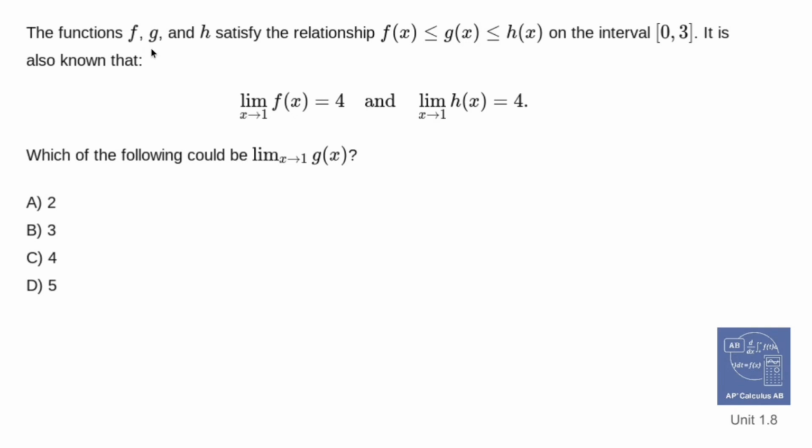The functions f, g, and h satisfy the relationship f of x is less than or equal to g of x is less than or equal to h of x. In other words, g of x is sandwiched in between f of x and h of x. So that happens to be on the interval 0, 3.